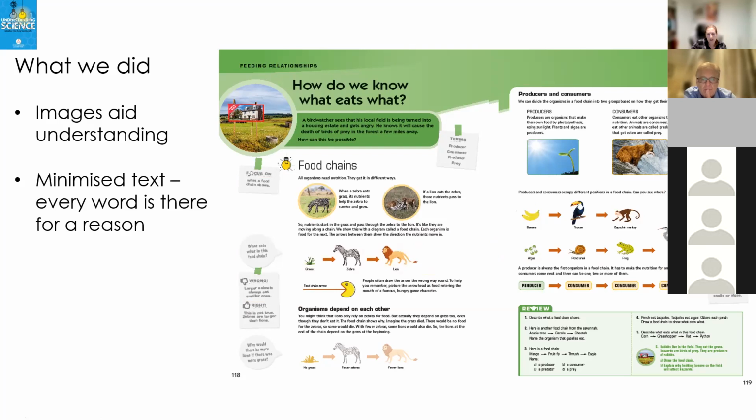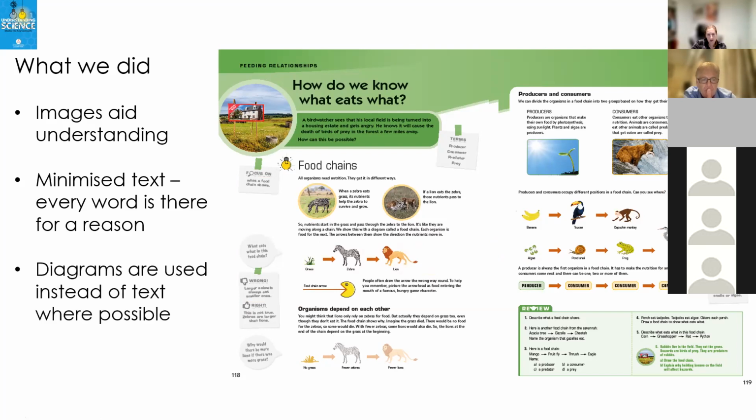We've minimized the text, so every single word on there is chosen for a reason, and we spent a long time designing the text so it actually was useful text. Nothing superfluous there. And we use diagrams instead of text where possible. So we've got lots of food chains here, and we've used them to show different things, like what happens when one organism changes at different levels in a food chain. So we've tried to use diagrams wherever we possibly can to aid understanding.